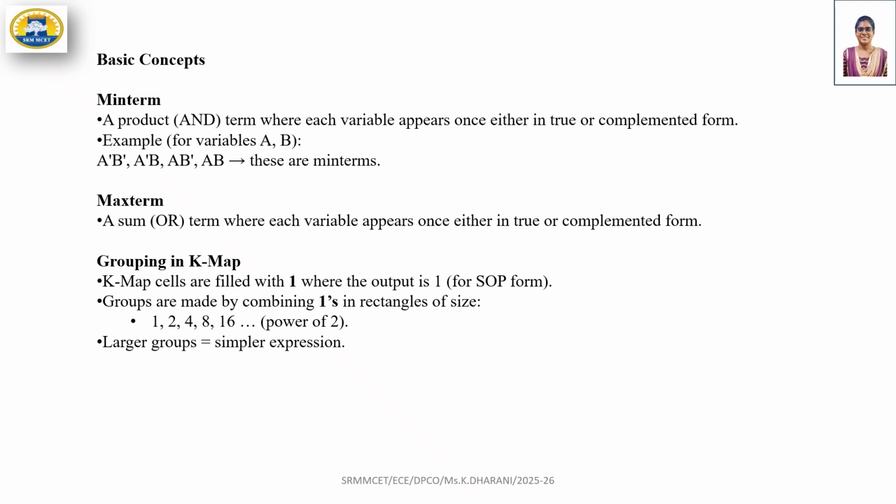For the maxterm, the variable is designed as a sum or OR term where each variable appears exactly once in normal or complemented form. While comparing min and max, we can know that in the minterm the product or AND term is used, and for the maxterm the sum or OR term is used. So from the comparison itself we can easily identify them.